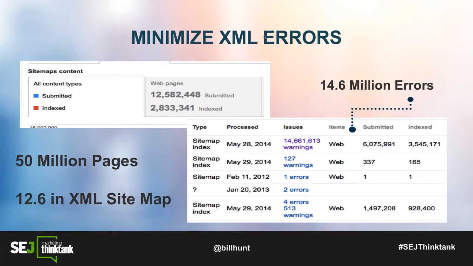What was interesting in this case, the first thing we noticed was that there was only 12.6 million in the sitemap. So because there was only 12.6, where's the rest of them? You know, where is the other 47.4 million pages? And they had no idea. They thought their tool was building all of them.